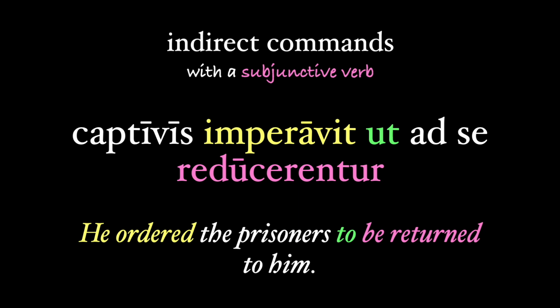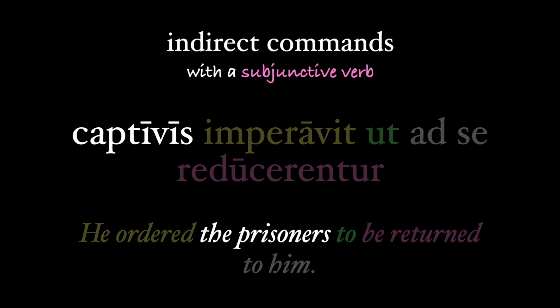Captivis imperavit ut ad se reducerentur. He ordered the prisoners to be returned to him. This is also from Caesar, who loves commanding people. Imperavit is our verb of commanding, and the indirect command is illustrated with the ut clause. The subject of reducerentur, well, that's the object of imperavit, the prisoners, and our indirect command doesn't repeat this in the ut clause because it's easily understood in context.